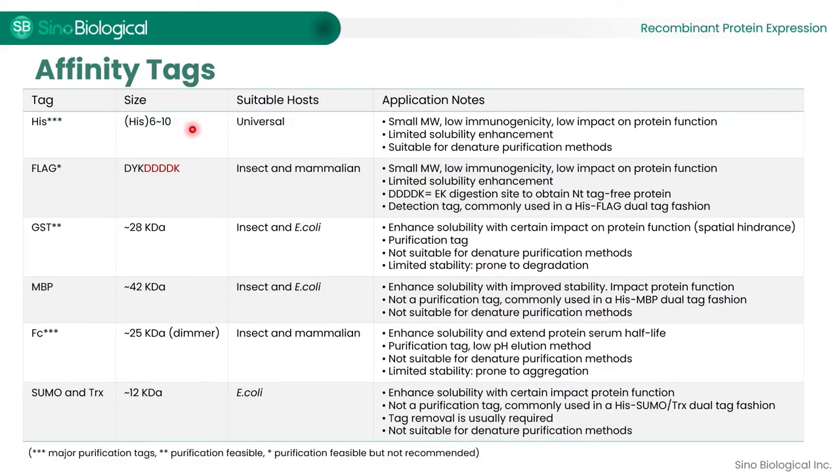For the affinity tags, they are important for protein purification as well as sometimes for enhancing solubility. Here lists most of the common protein fusion tags that we use at Sino. All the tags have different sizes and features. They are suitable for different systems. For instance, the histidine tag is more universal with low immunogenicity. It can enhance the protein solubility to some degree. It is also suitable for denatured purification as well. So at Sino, we mainly use the histidine tag or Fc tag as purification tags. But other protein tags are also available to facilitate solubility or purification.